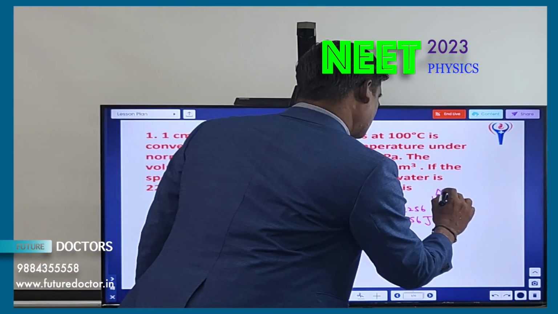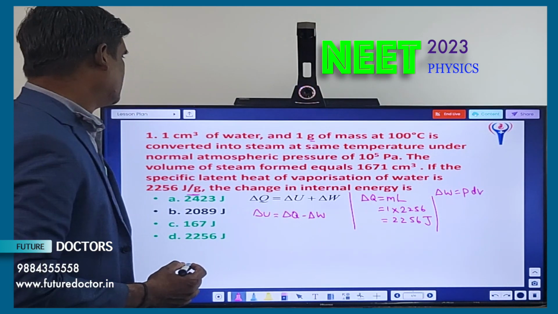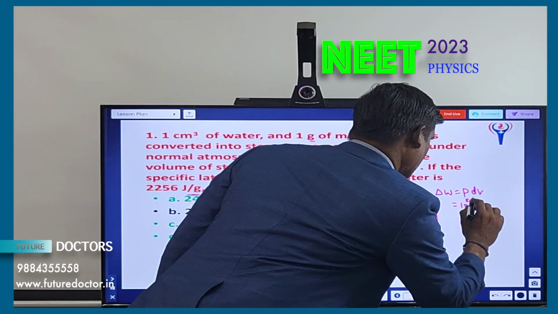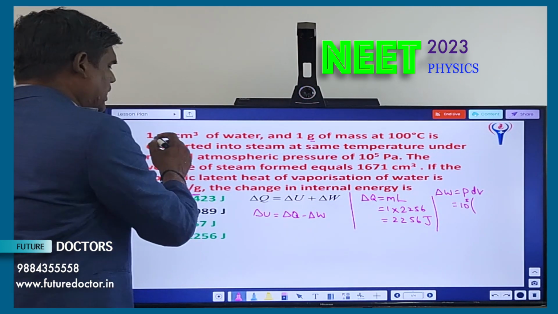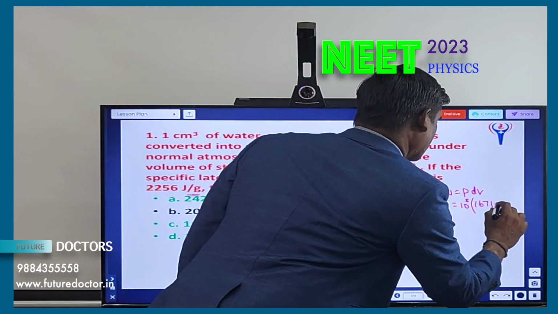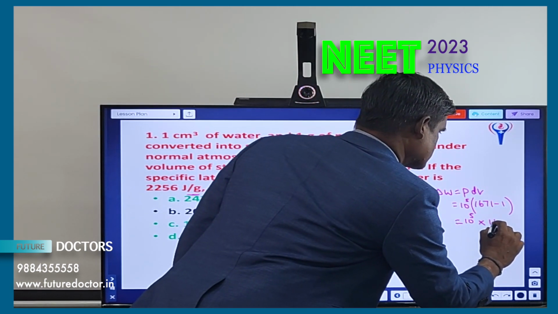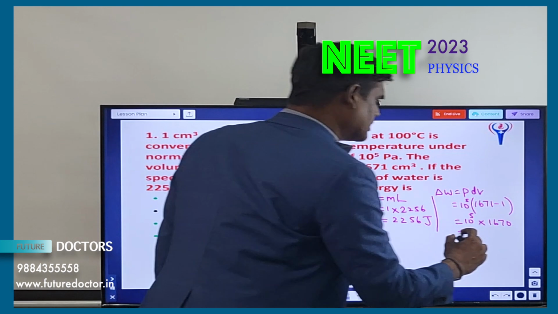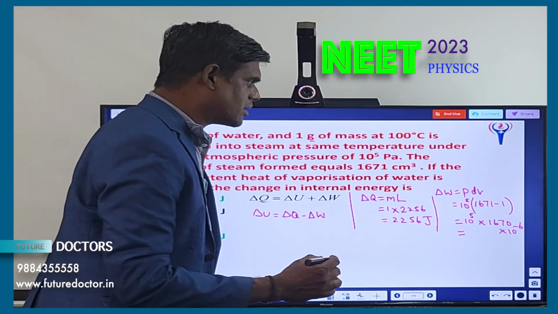Next, ΔW. ΔW equal to P into ΔV. And pressure P is given how much? 10^5 Pascal. That is equal to 10^5 into ΔV. ΔV is 1671 cm³ minus 1 cm³. 1671 minus 1 gives 10^5 into 1670, then into 10^-6, because cm³ to m³ means into 10^-6. Then 10^5 times 10^-6 is 10^-1.